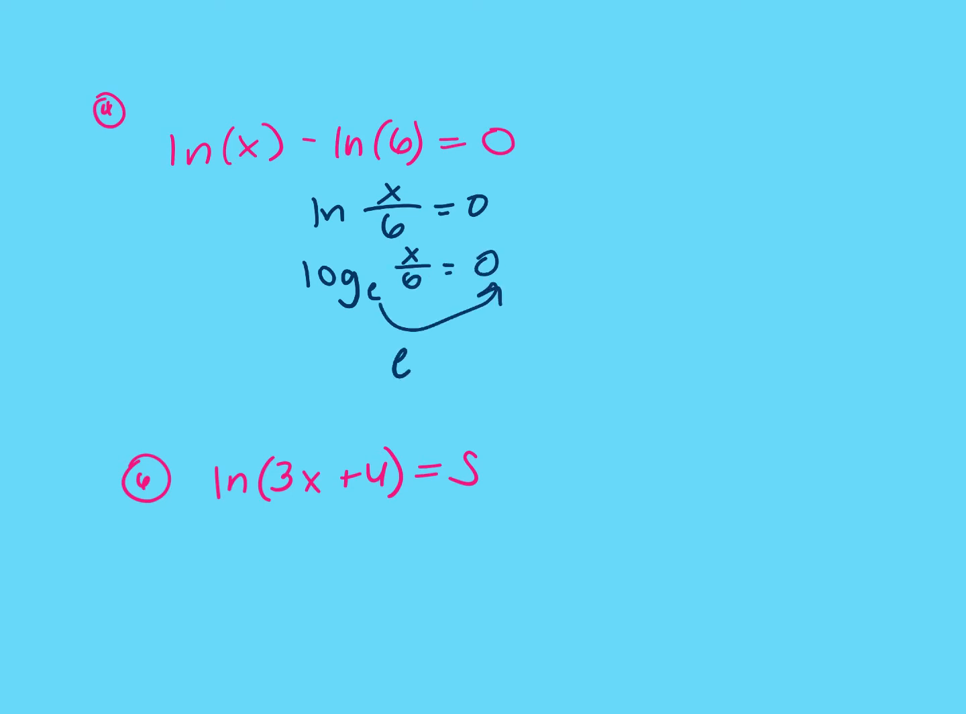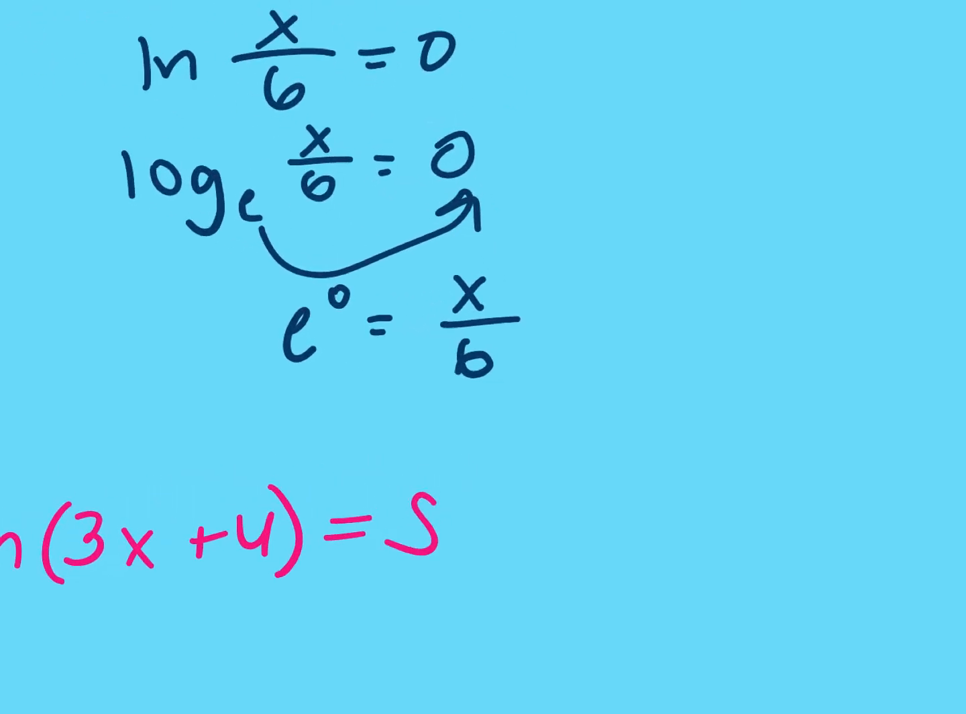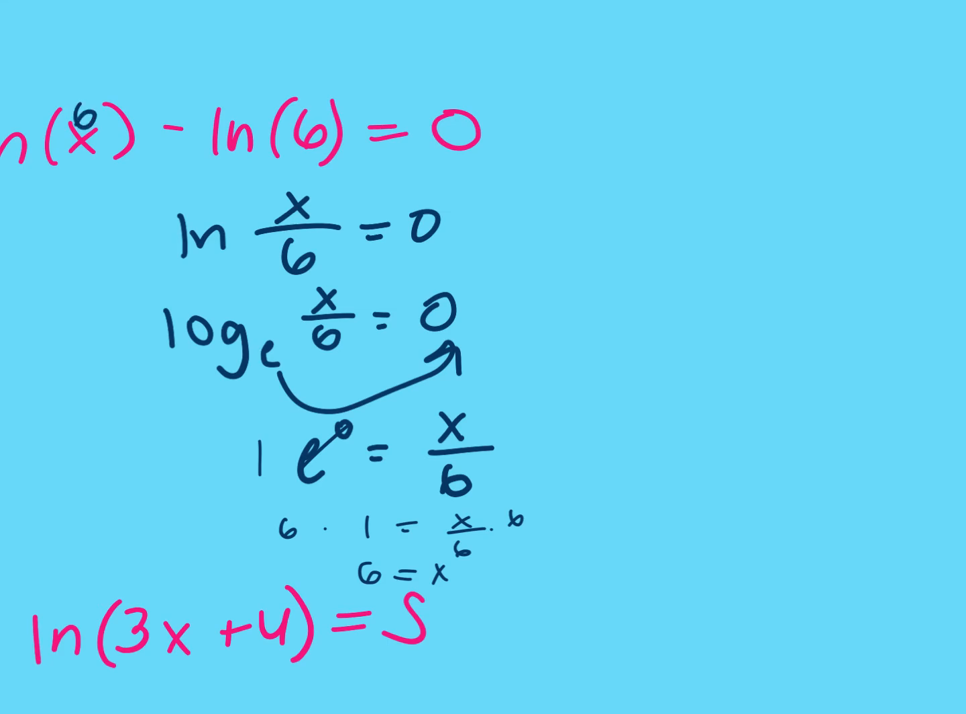x over 6 equals 0. E picks up the 0. E to the 0 equals x over 6. E to the 0 is 1, and I get 1 equals x over 6, multiplied by 6. And x equals 6. And then you check, can 6 be plugged in there? The answer is yes, so that's my answer.